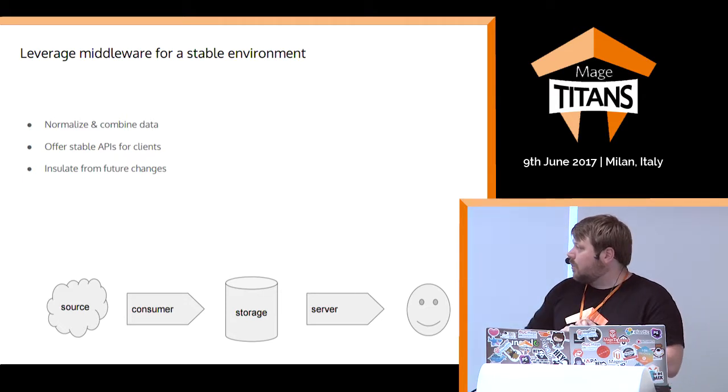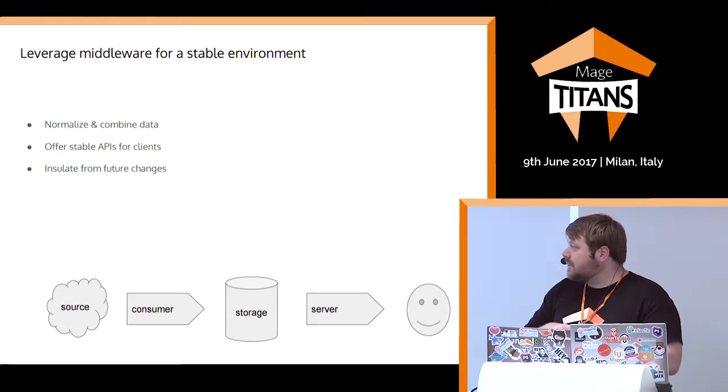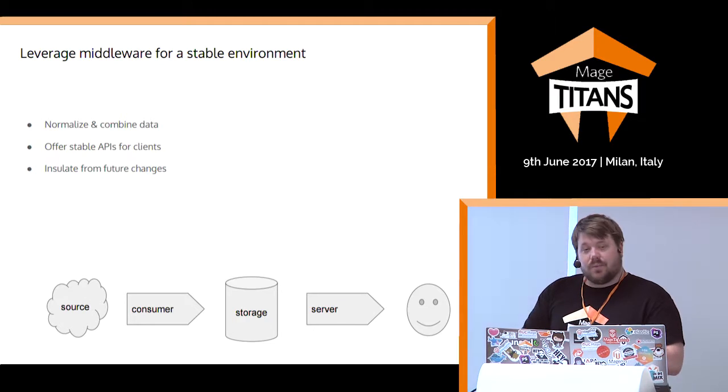So normalize and combine the data. Offer stable APIs for our clients to make sure that all the services that we run for our colleagues, but also for our clients, stay fast. And this way we can also insulate from future changes.